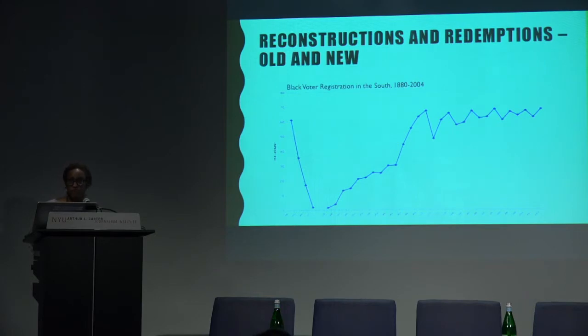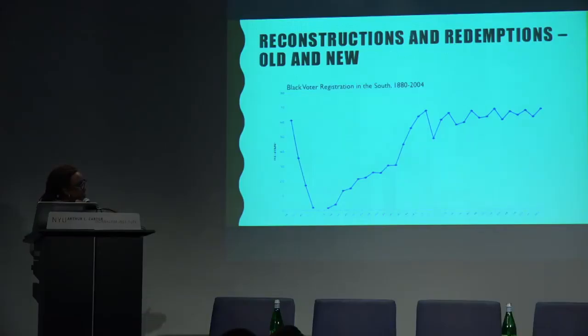By redemption, I mean this moment that occurs after Reconstruction ends, the development of basically Jim Crow South, this sort of massive disenfranchisement of African Americans in the South. And I bring up this chart because I think it's important for us to think back: what does it mean when you have a significant portion of your electorate disenfranchised?